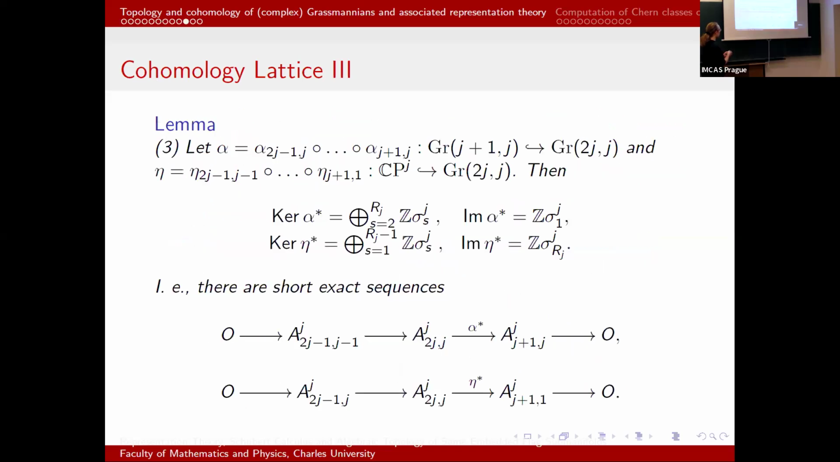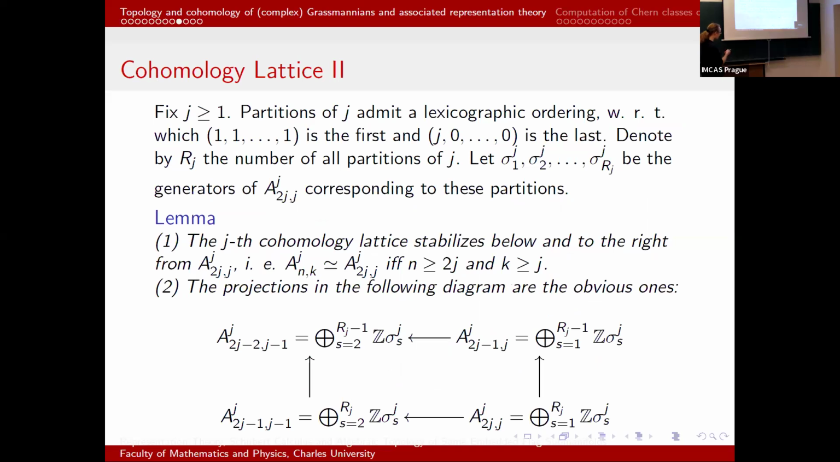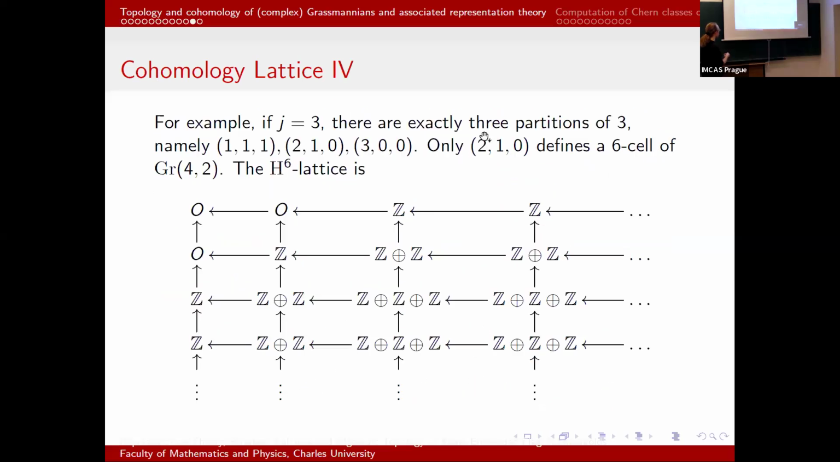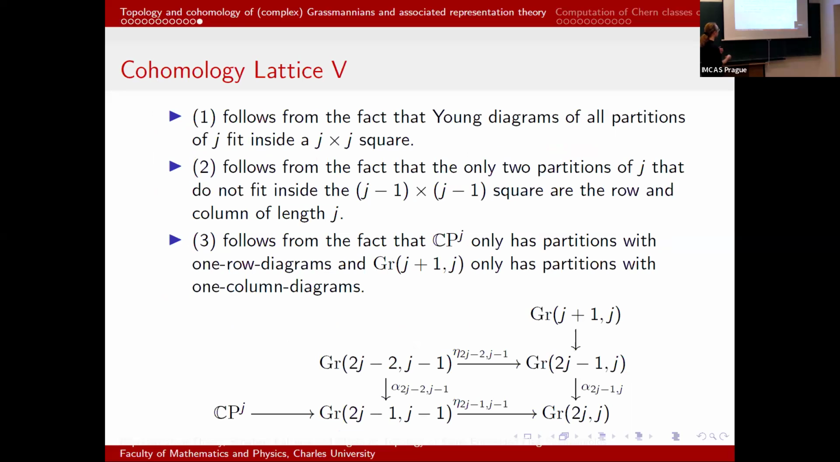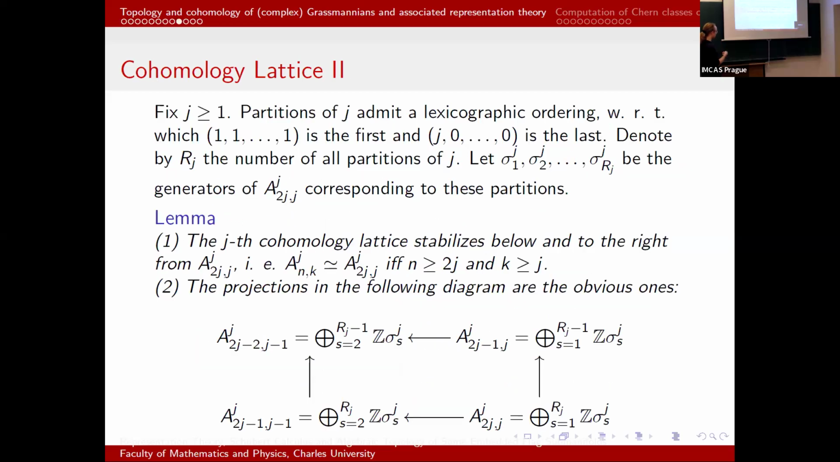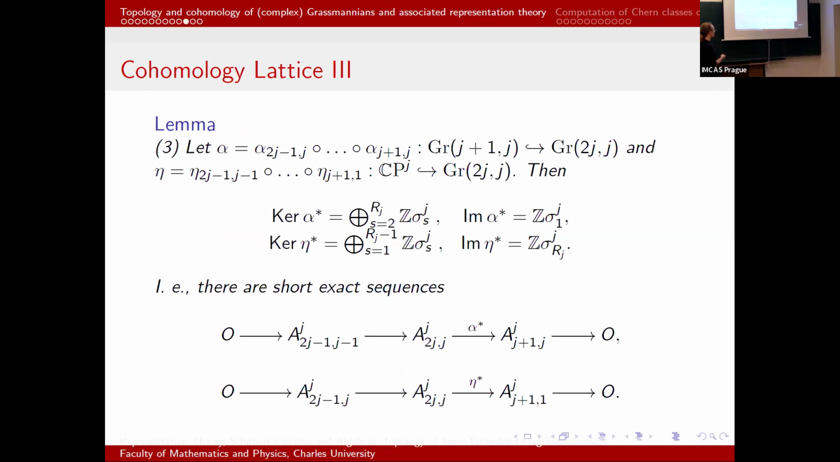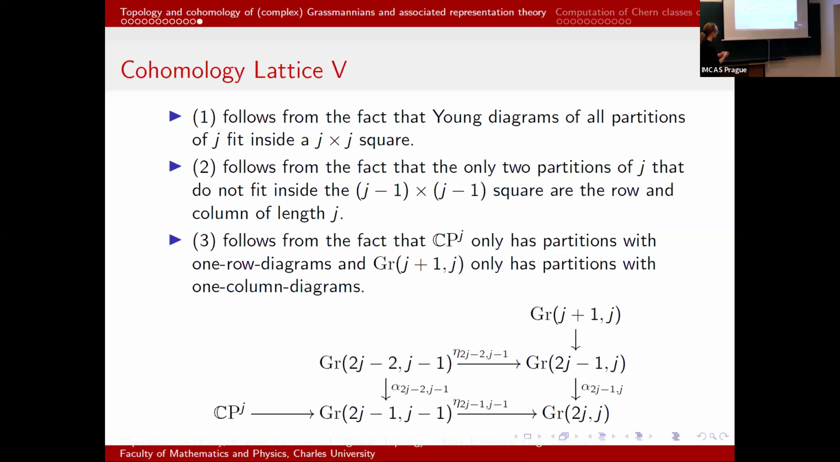The second statement of the lemma follows from the fact that all the partitions of J except the column of length J and the row of length J fit inside the J minus 1 times J minus 1 square. And the lemma also has a third point, and that's illustrated best with this diagram.